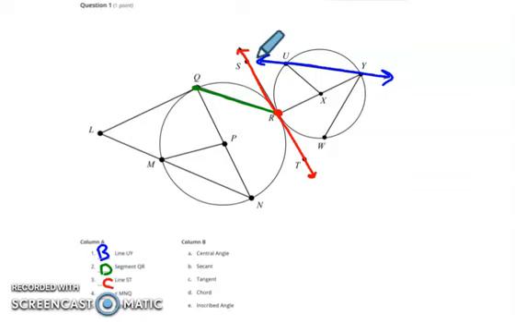The fourth one says angle MNQ, that's from here to here to here. That's an angle that's on the circle, which is called an inscribed angle. And then that leaves UXY. UXY is right here, and the vertex is on the center, so that's called a central angle. So that would be A.